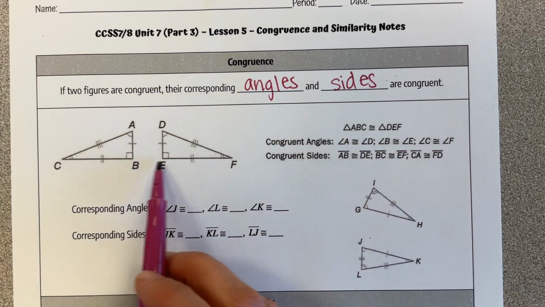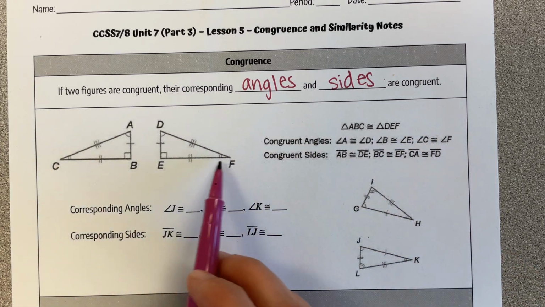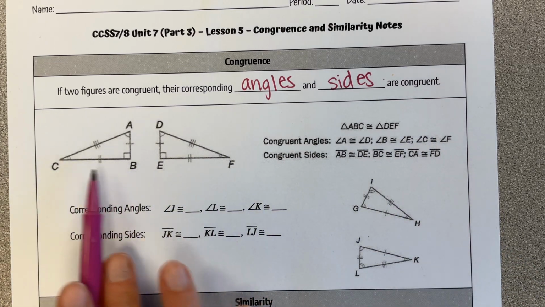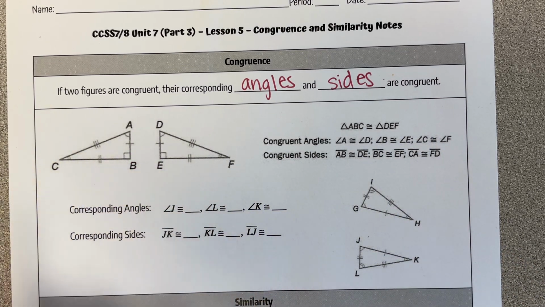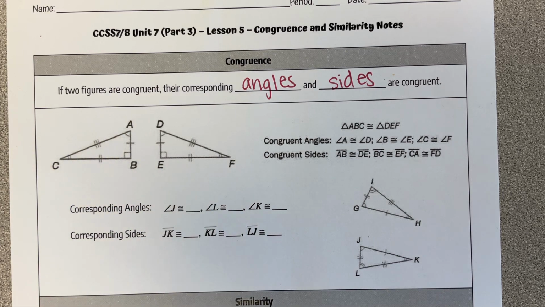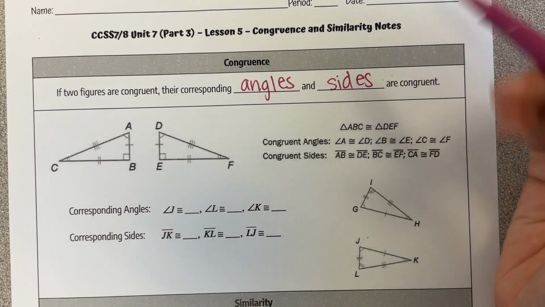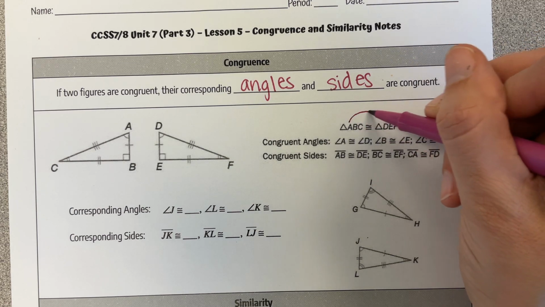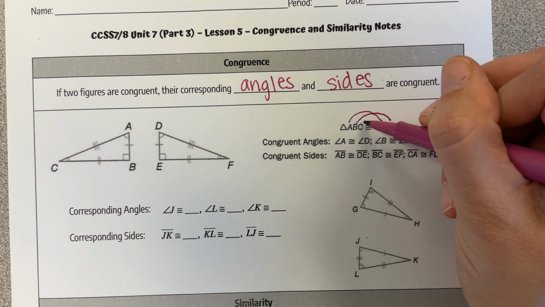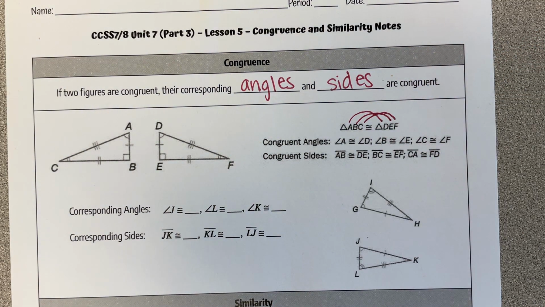B is congruent to E. C is congruent to F. And then the sides, BC and EF, AB and DE, AC and DF, okay? What matters is if the triangle's in the order ABC, the corresponding angles match up. So A matches with D, B matches with E, C matches with F, okay?